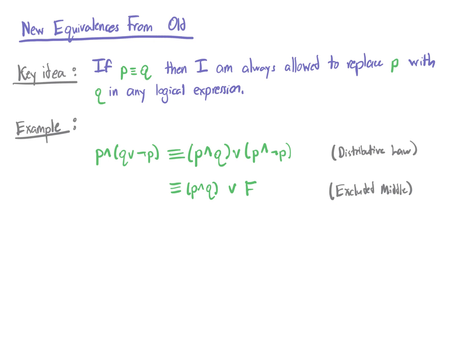Now I'm almost done. I'm going to do one more line. For my one more line, I'm going to notice, hey, anything or F, or a contradiction, well, we have elimination rules for that. When I have something or a contradiction, I eliminate the contradiction, and all I'm left with is P and Q. So over here, this is an elimination law.